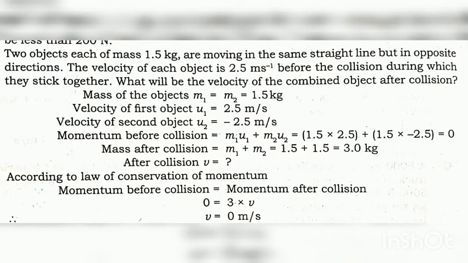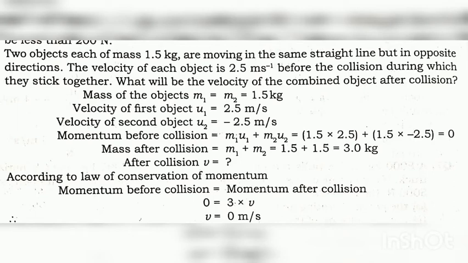So we are going to estimate the momentum before collision. For that, we will be using the formula m1u1 plus m2u2. Substituting all the values from the data, 1.5 into 2.5 plus 1.5 into minus 2.5 will vanish out to 0. After which we have to find the momentum after collision. But before that, we know only the mass, so let's calculate the masses. m1 plus m2 is equal to 3 kg.